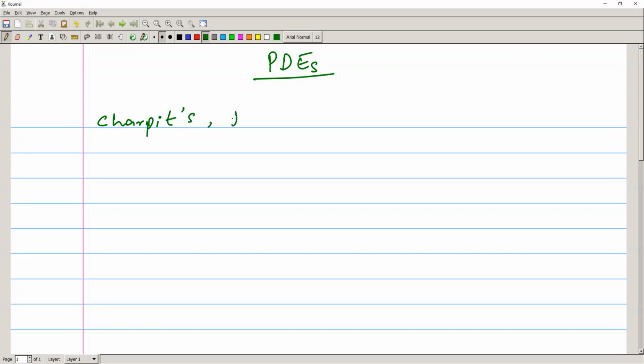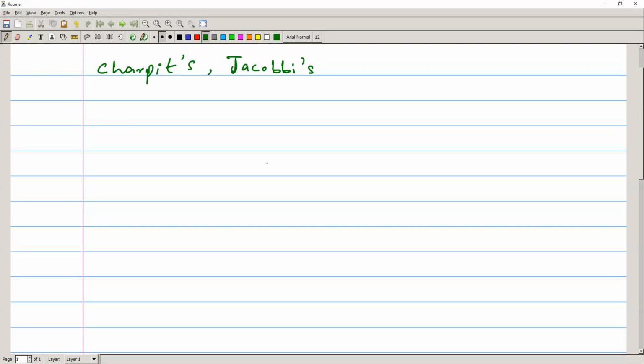So today we'll learn some specific types of nonlinear differential equations that can be solved directly by some substitution method. So we don't have to solve them by the method of Charpit or Jacobi or Cauchy. We just have to substitute some forms of P and Q, and then we will get the answer directly by integration. So let's talk about some types.